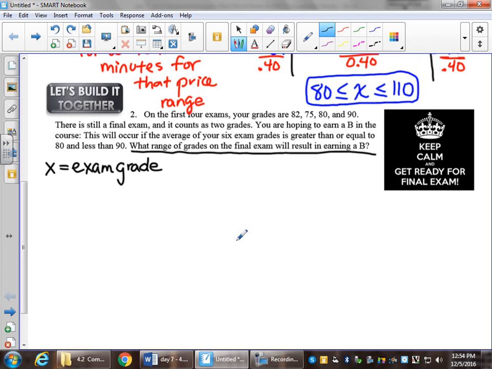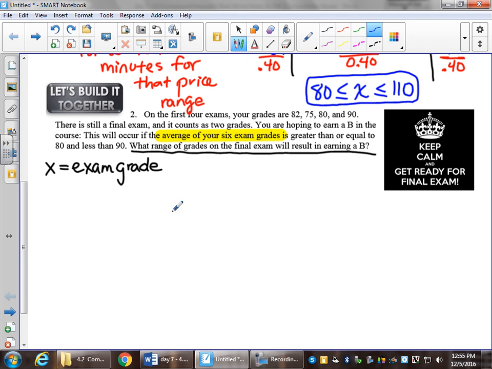Now, what we're talking about here is really an average. See, it says this will occur if the average of your 6 exam grades. So in an unofficial way, this is actually what we're going to build. And then notice here's the restriction on it, greater than or equal to 80, less than 90. So we have to actually turn what we just highlighted here, average of your 6 exam grades, into an expression.